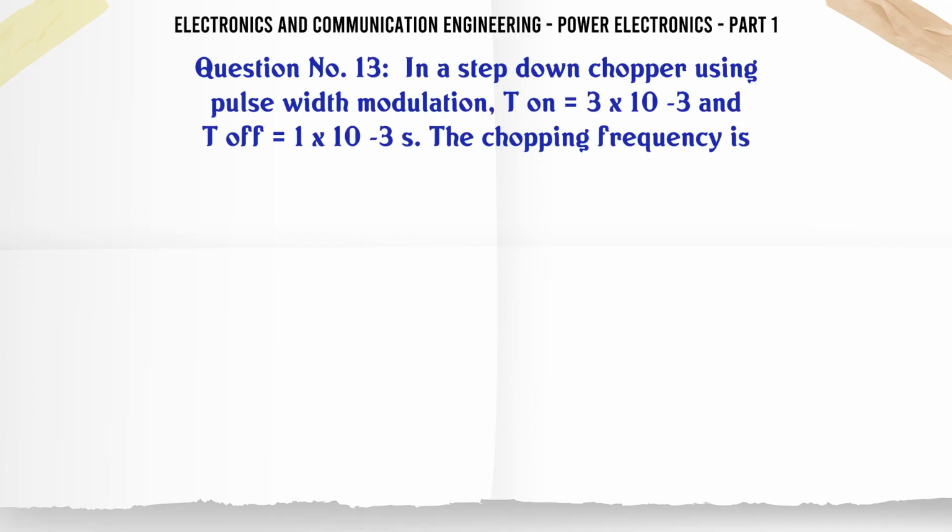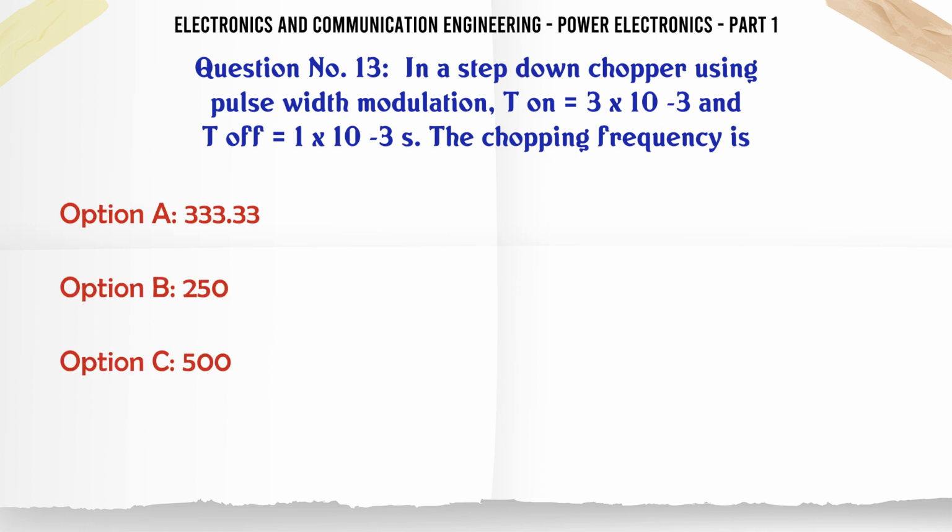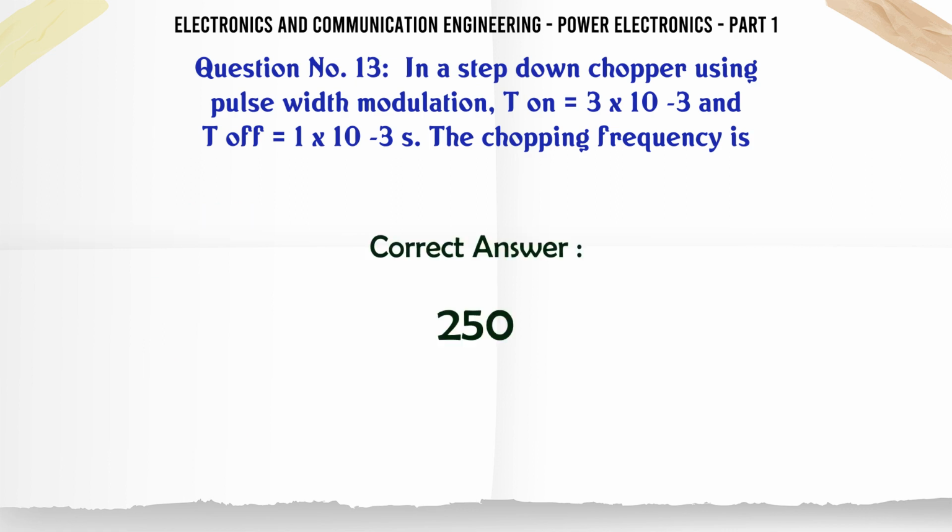In a step-down chopper using pulse width modulation, T on is 3×10^-3 s and T off is 1×10^-3 s. The chopping frequency is A. 333.33, B. 250, C. 500, D. 1000. The correct answer is 250.